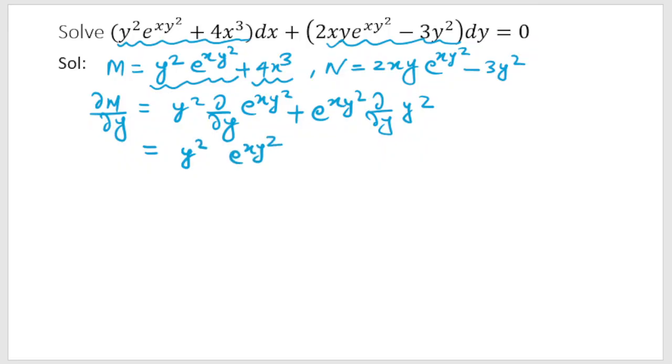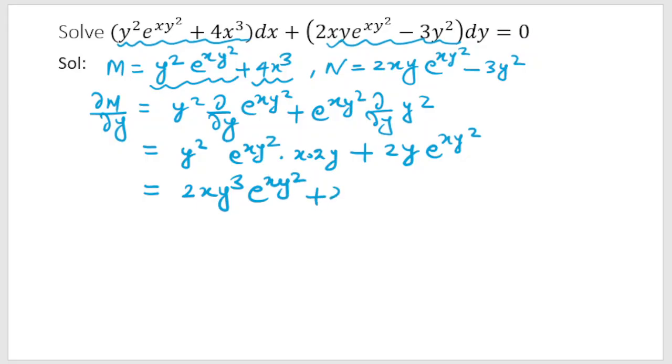If I complete it, y square as such, e to the power xy square will give me e to the power xy square, then xy square will give me x into 2y. I hope you know how to differentiate, and from here I will get 2y, so I can write 2y e to the power xy square. Just to simplify, I can write 2xy cube into e to the power xy square plus 2y e to the power xy square.